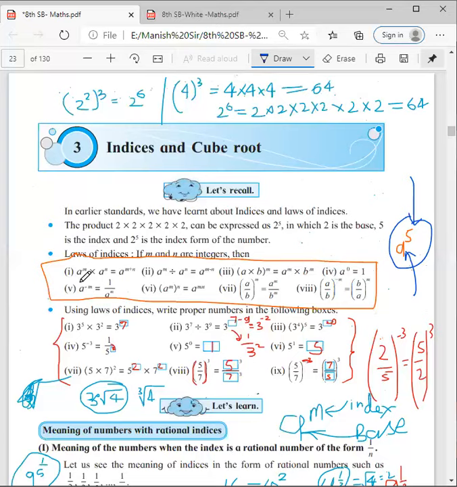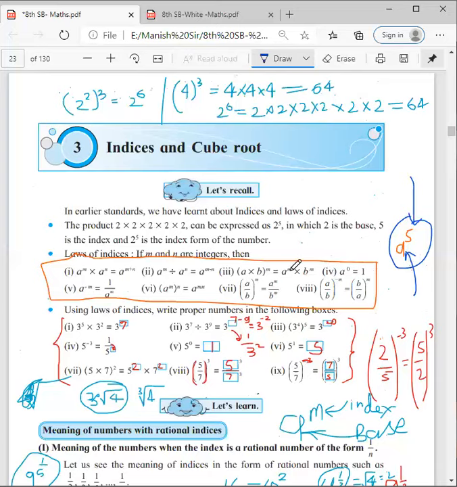The first one is a raised to m into a raised to n, that is equal to a raised to m plus n. Very simple, we discussed 5 raised to 2 into 5 raised to 3, that becomes 5 raised to 2 plus 3. The second one is a raised to m divided by a raised to n, that is equal to a raised to m minus n. Let's say 5 raised to 3 divided by 5 raised to 2, we can write 5 raised to 3 minus 2, that is equal to 5 raised to 1.